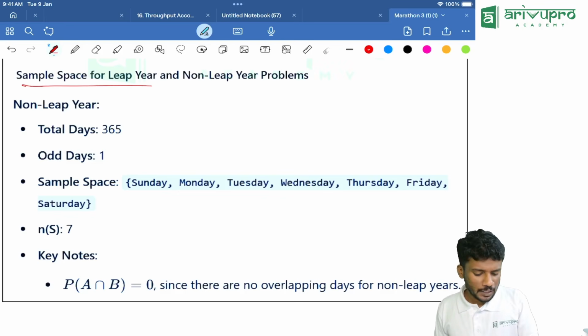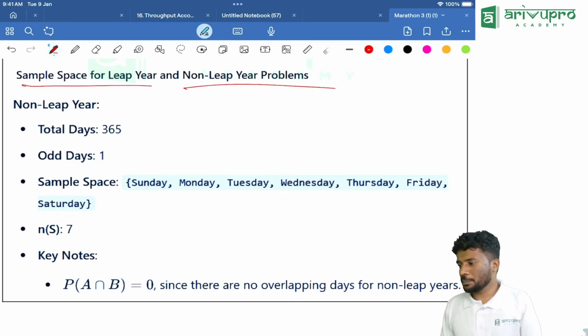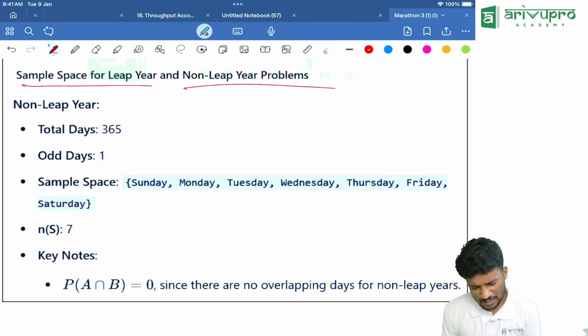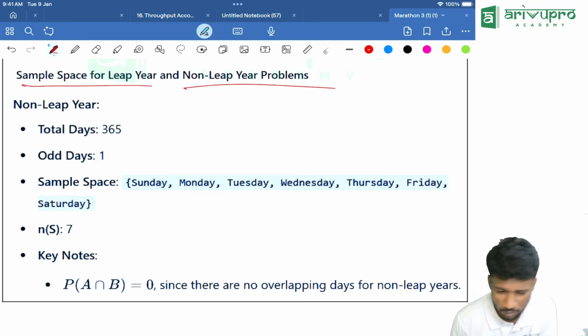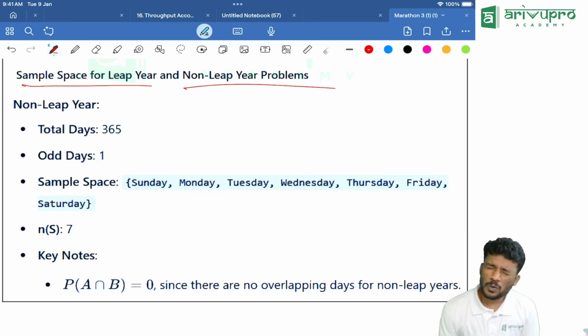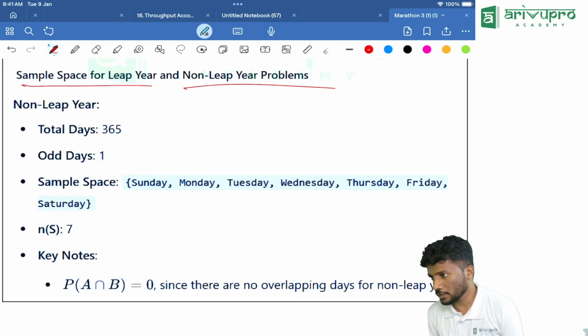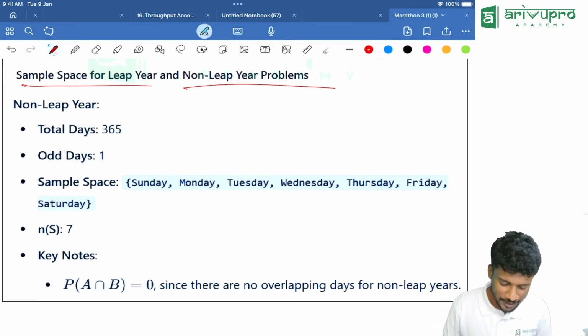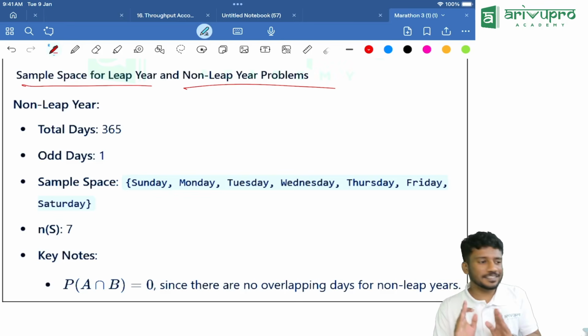Sample space for leap year and non-leap year. Leap year, how many days are there? Many people will have doubt, and I'm thinking one question will be there this time also, because after a long time, or I think for the first time, they asked a question from leap year and non-leap year in May 2025. So the chances of a question for this attempt is also very high. So be ready for it. Now, a non-leap year has how many days? 365 days.